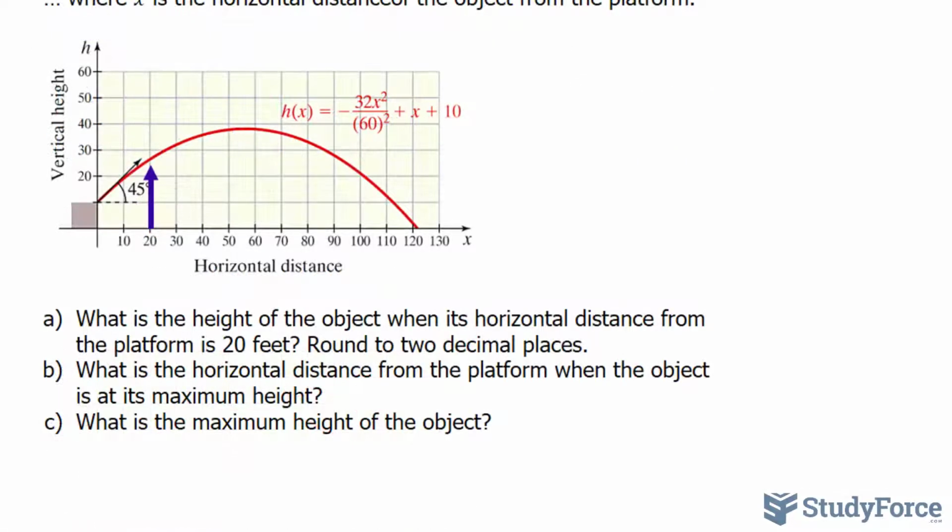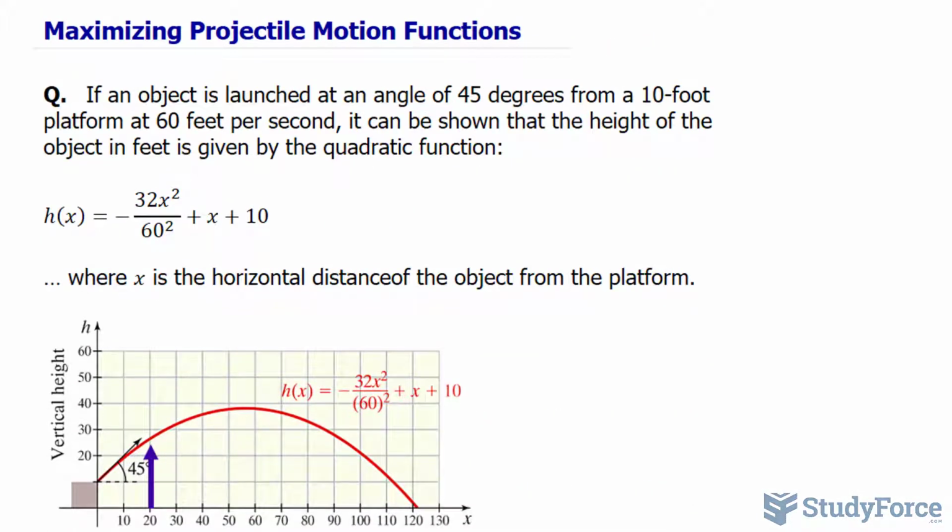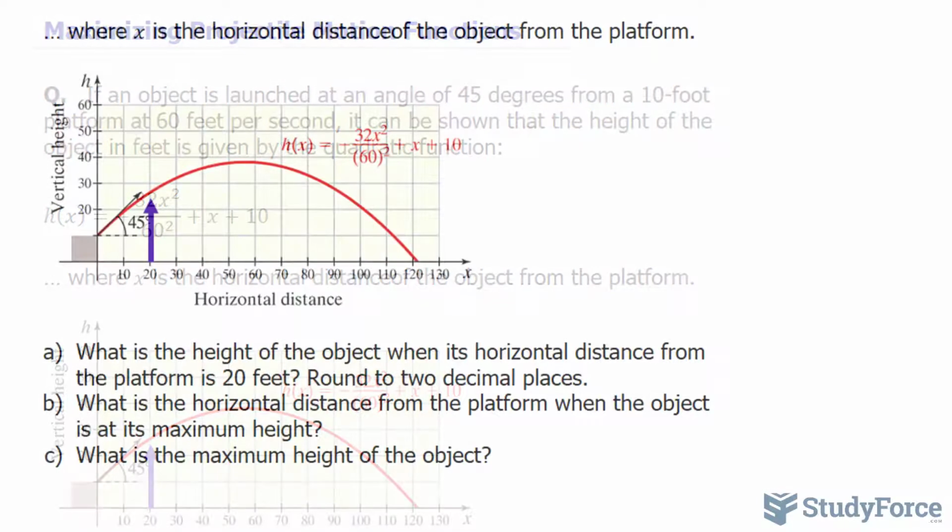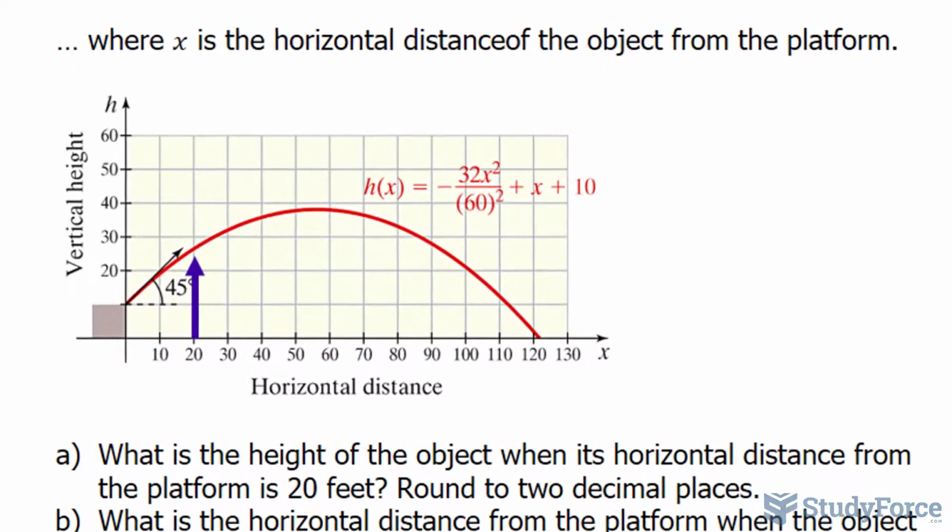We're expected to find the height of the object when its horizontal distance from the platform is 20 feet away, and round to 2 decimal places. Then we'll answer B and C. First, you'll notice that the function h is in terms of x. H represents the height and x represents the horizontal distance from the platform. They want us to find the height when the object is 20 feet away.